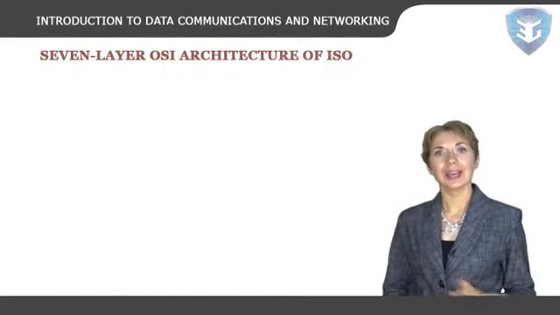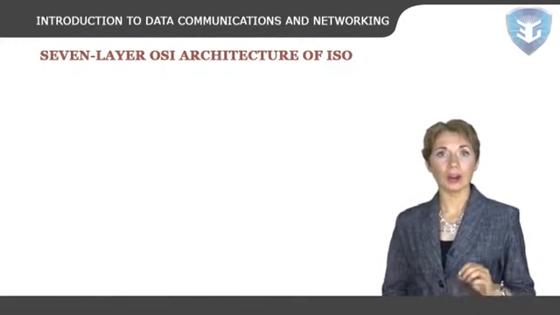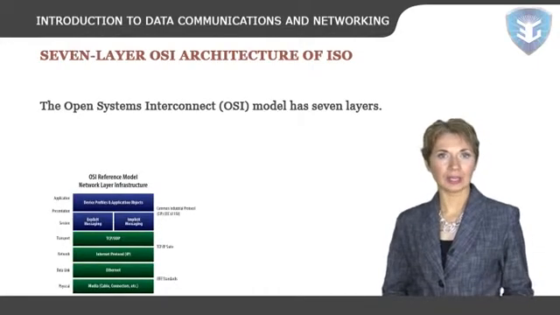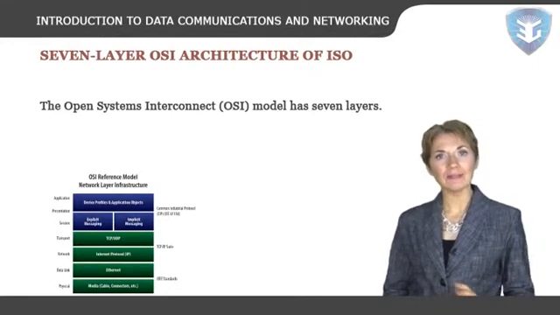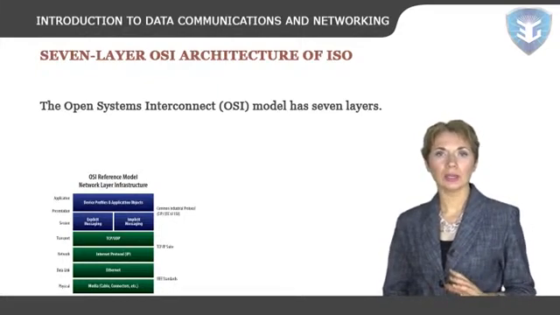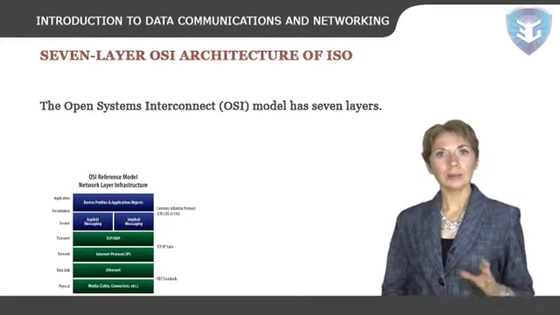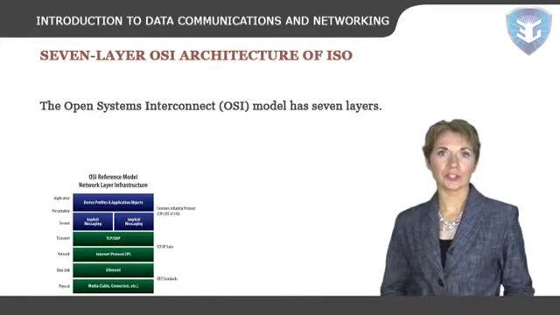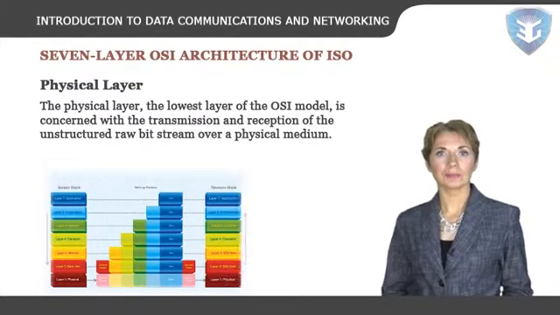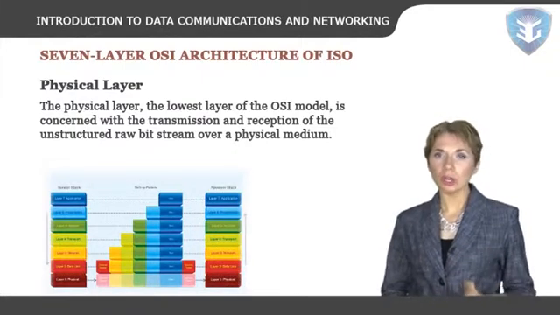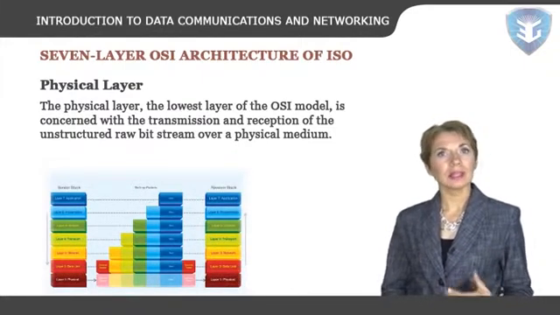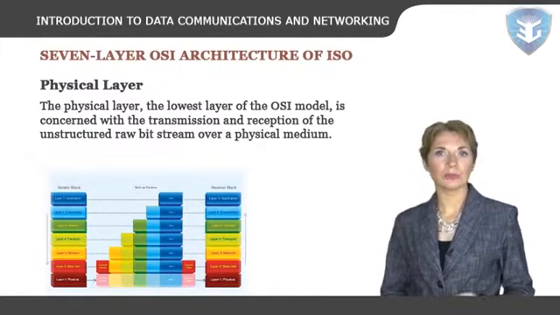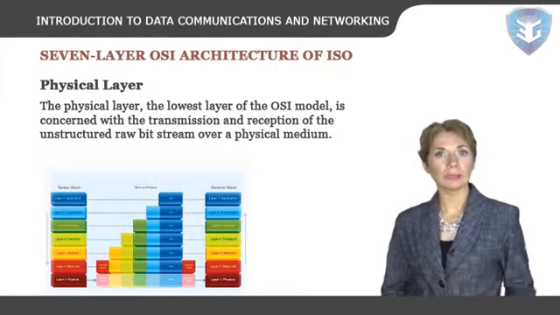Let's now look at the seven-layer OSI architecture of ISO. The Open Systems Interconnect, or OSI model, has seven layers. It explains the layers beginning with the lowest in the hierarchy, the physical, and proceeds to the highest, the application. Physical layer. The physical layer, the lowest layer of the OSI model, is concerned with the transmission and reception of the unstructured raw bit stream over a physical medium.